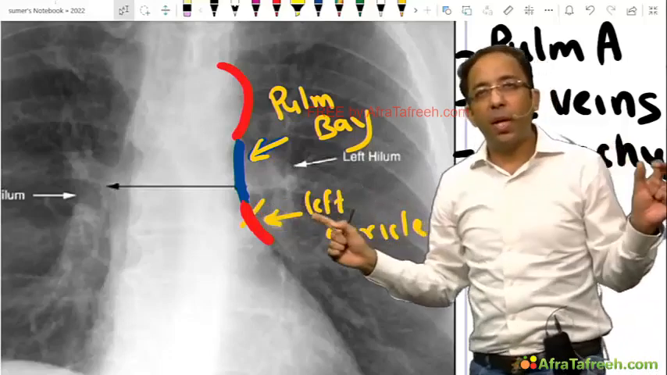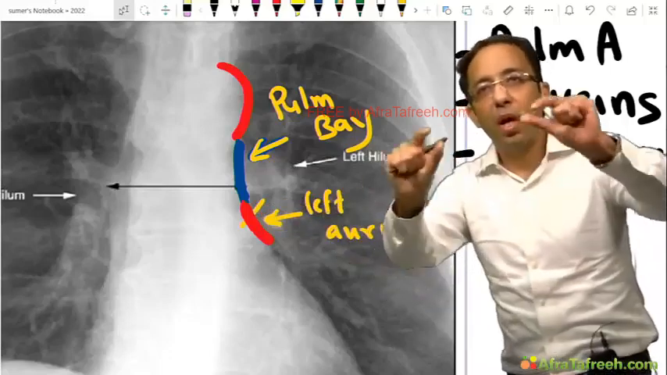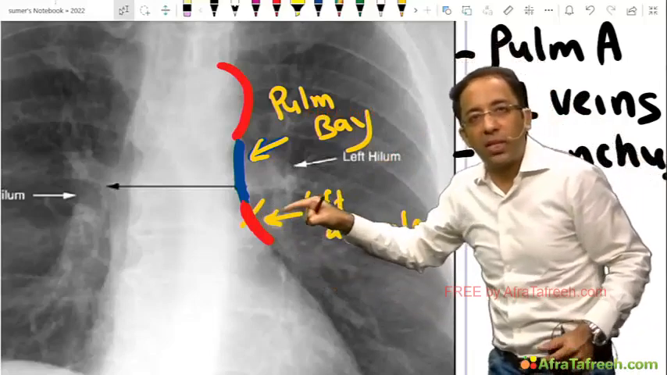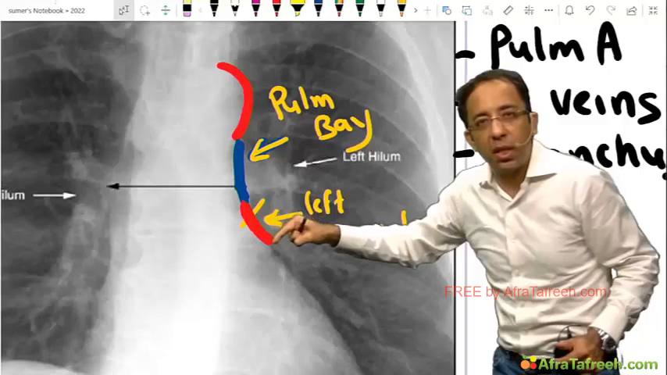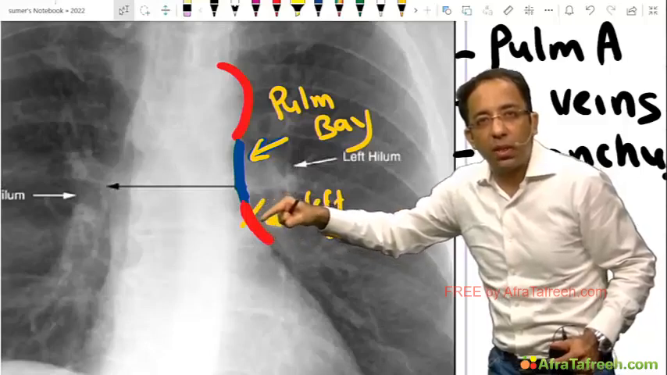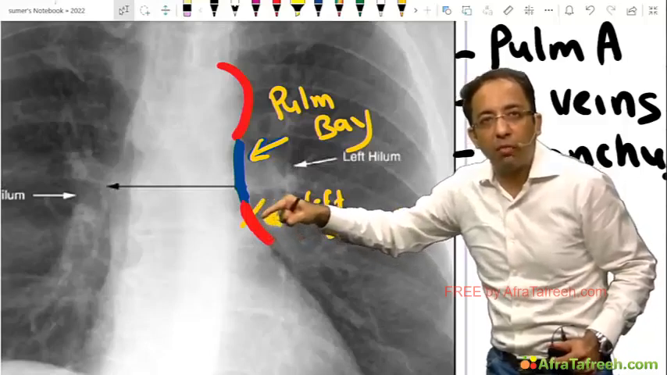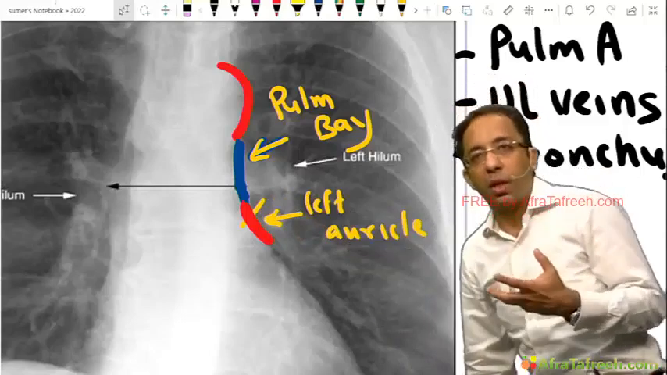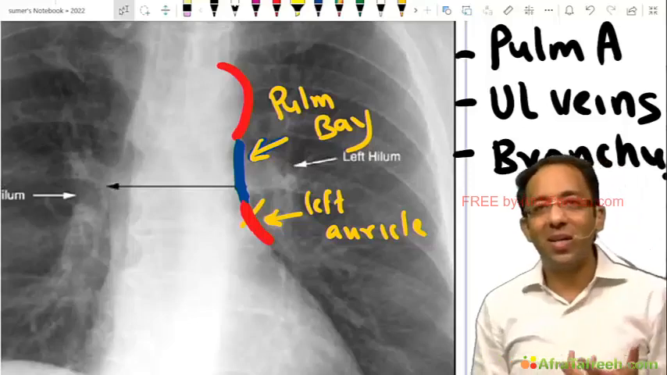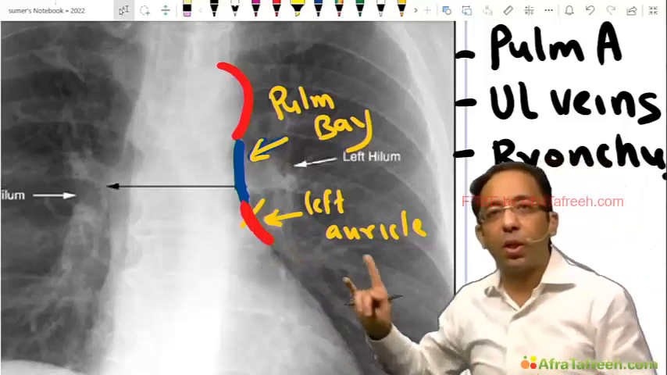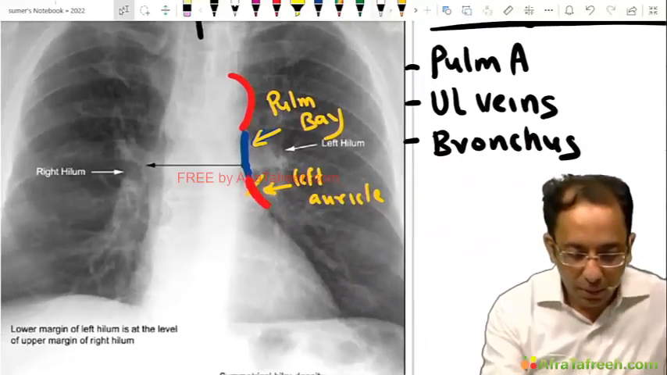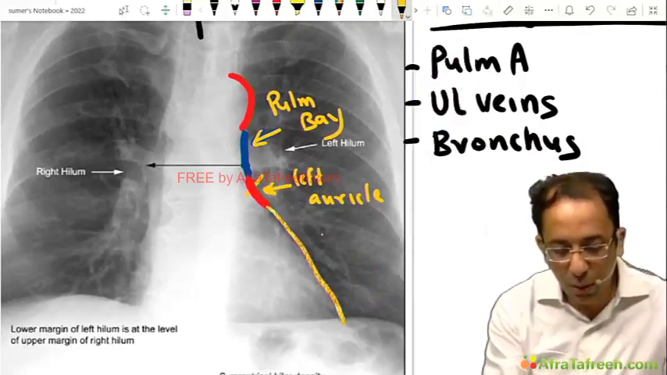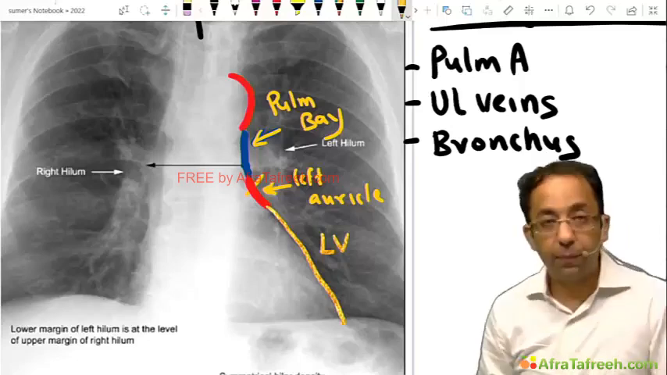Remember, your atrium has a tubular outpouching kind of a thing called as auricle. So on X-ray, this auricle is forming this outline here. This is the outline of the left auricle. Okay, and we will use it when I talk about rheumatic heart disease. I will show you why this is important. And below it, everybody now, below it, this entire area is made up of left ventricle.